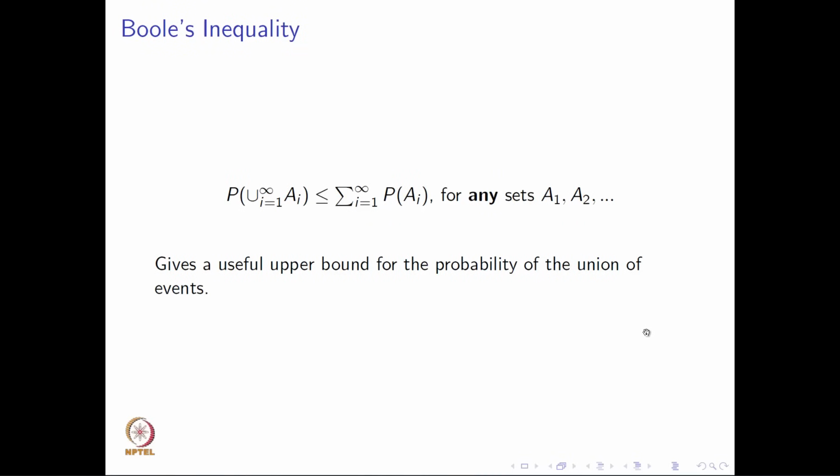According to Boole's inequality, for any sets A1, A2 and so on, the probability of the union of these sets is always less than or equal to the sum of their individual probabilities. Clearly, this gives us a useful upper bound for the probability of the union of events. Notice that this equality will only hold when these sets are pairwise disjoint.